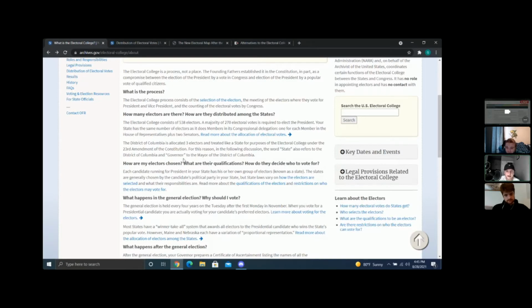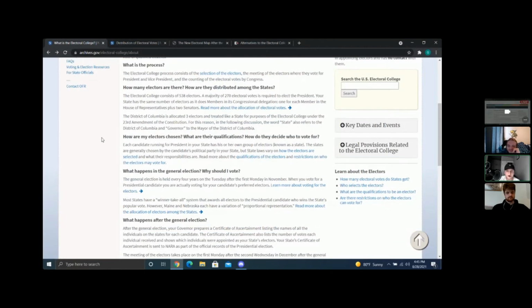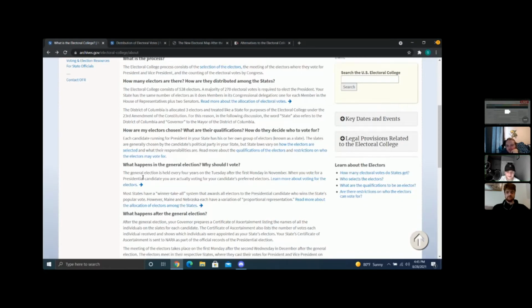How are my electors chosen? What are their qualifications, and how do they decide who to vote for? Each candidate running for president in your state has his or her own group of electors known as a slate. The slates are generally chosen by the candidate's political party in your state, but state laws vary on how the electors are selected and what their responsibilities are. You can read more about it by clicking that.